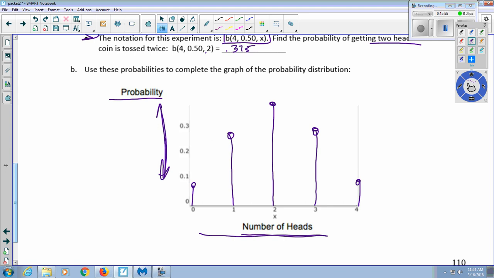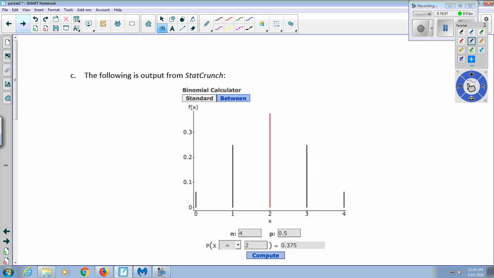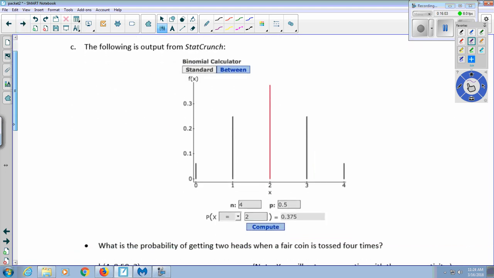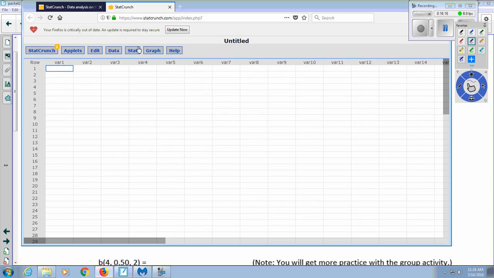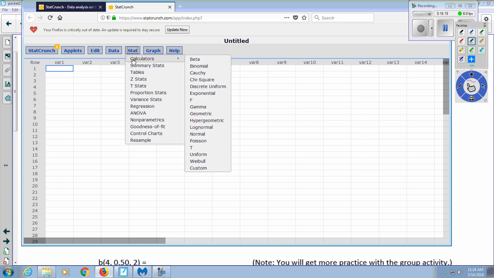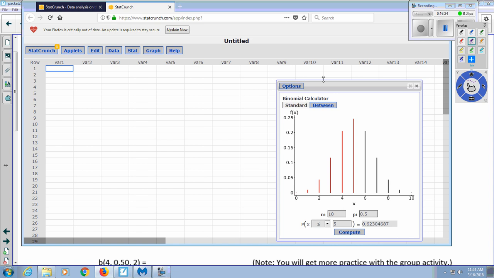StatCrunch creates tables like that. So we can see on the next page that we could get this output from StatCrunch. This is the binomial calculator. I'm just going to take a brief minute to show you where to find this on StatCrunch to help you with your homework. So if you click to StatCrunch and you go to Stat, Calculators, Binomial, this will come up.